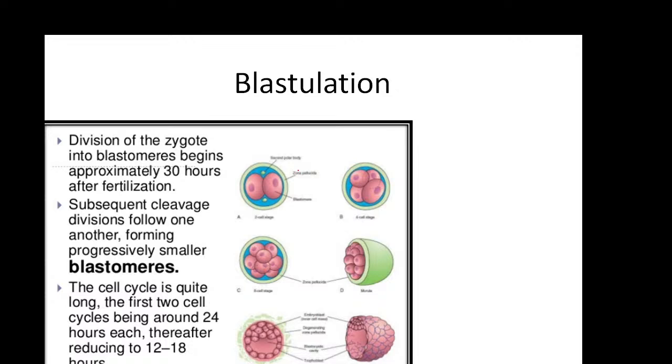The cleavage ends in the formation of a stage called blastula. Blastula is totally different from the morula stage. Here this is a morula. After the morula forms, the cells will get rearranged and form a structure called blastula. This is known as a blastula.